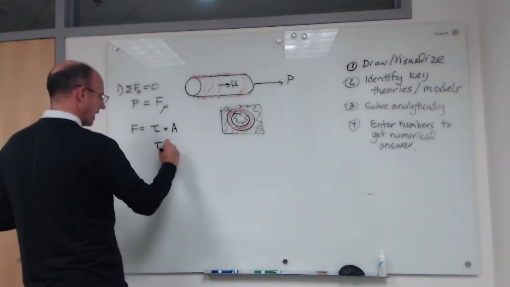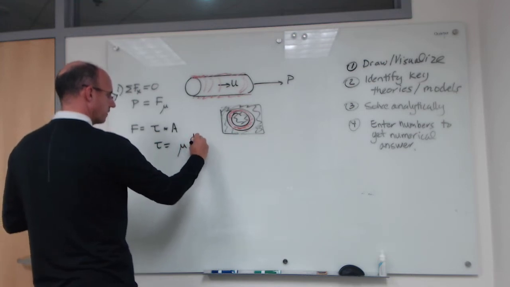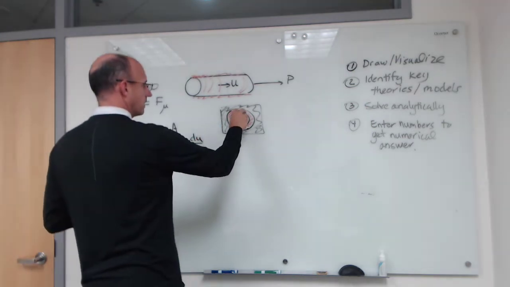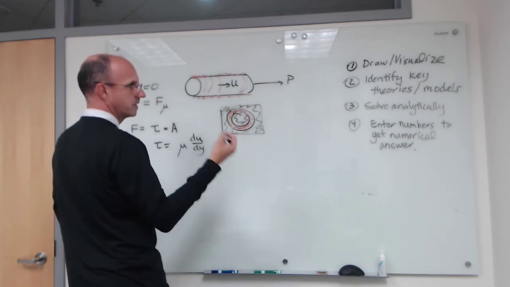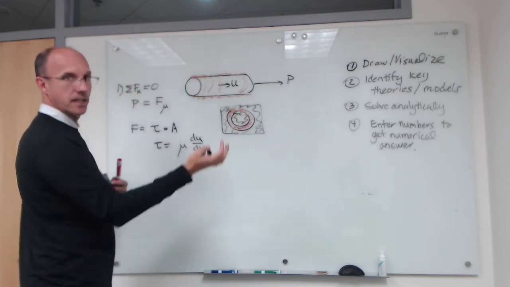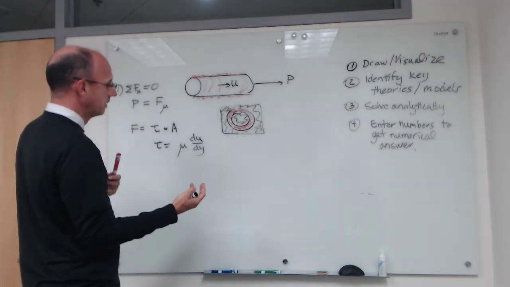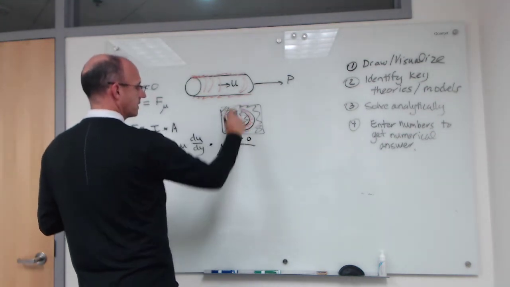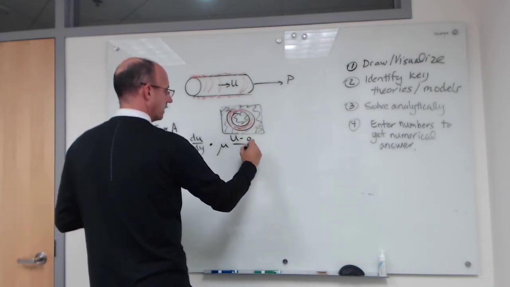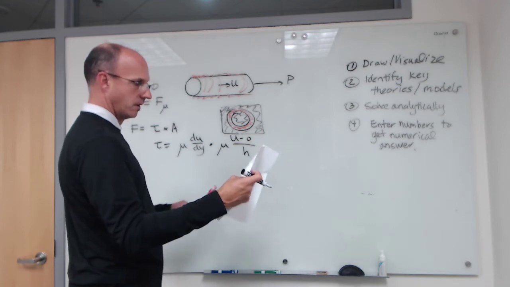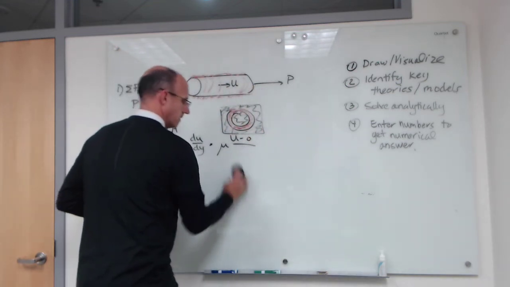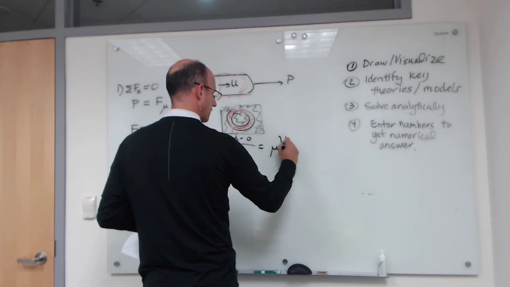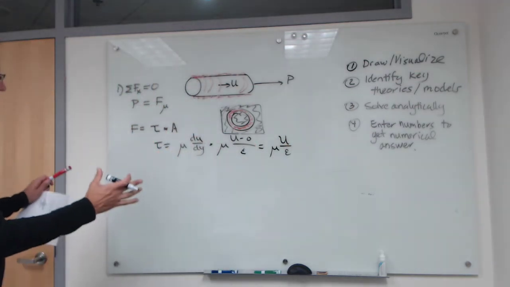Now I know that tau can be described by Newton's law, so I can write that as mu du dy. In this case I've got the shaft coming this way, so the fluid really close to the shaft is moving at a speed u. The fluid on the outside of the lubricating layer is not moving at all. So this can be thought of as u minus 0 over the thickness of that layer, and we're going to call that layer thickness h, unless something else is given for it. It's given as epsilon. Okay, so we'll write that down as epsilon. So now I can say that tau is just equal to mu times capital U over epsilon. So I have an expression now for the shear stress.